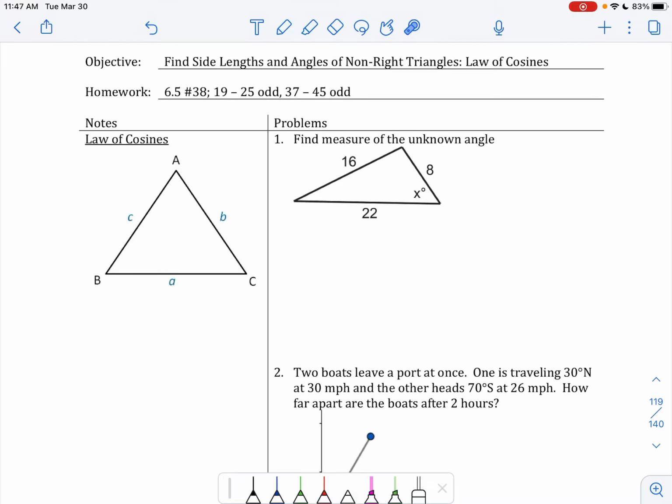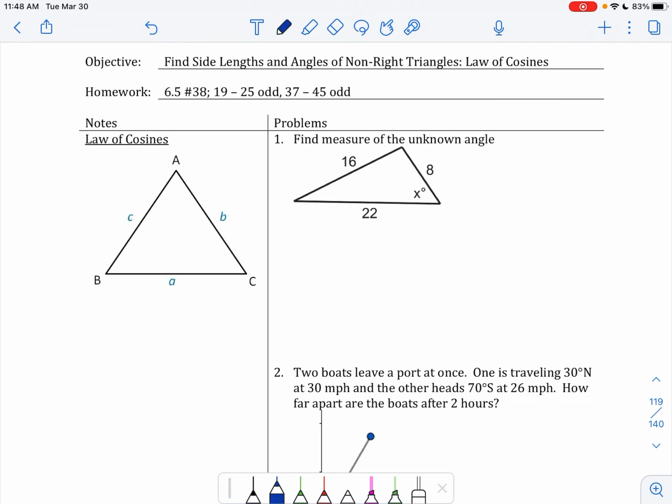Hello all, as promised in our last video, we are doing the law of cosines today. So we're still looking at finding side lengths and angles of non-right triangles. We did law of sines in our last lesson, and now we have a law of cosines. To my knowledge, there's not a law of tangents, but that does not mean it doesn't exist. I don't know everything that there is to know about math. So why don't you get yourself ready for notes, and we're going to start talking about the law of cosines.